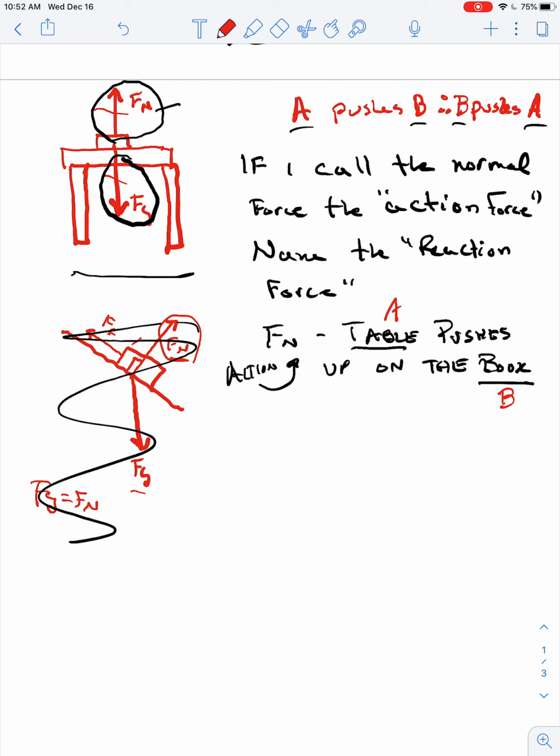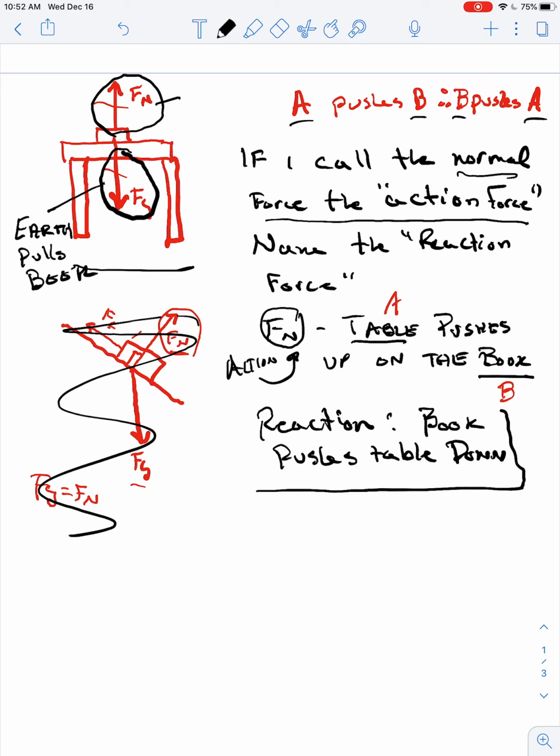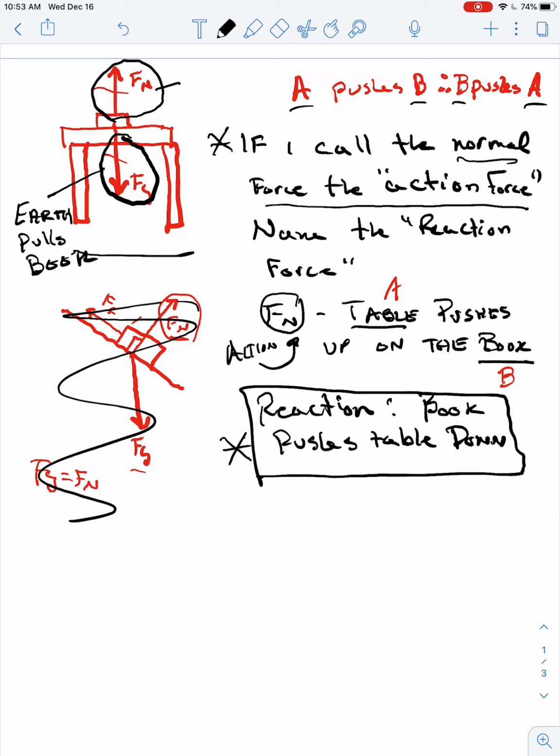Now, if I look at this gravity force, the gravity force is not those same two objects. This gravity force is the earth pulls book. That's not the same two objects. When I say the normal force is the action force, the normal force is table pushes book. So if I want the reaction, all you will have to write is 4 words: book pushes table down. That is your answer. So if I call the normal force the action force, name the reaction force, you will write book pushes table down.